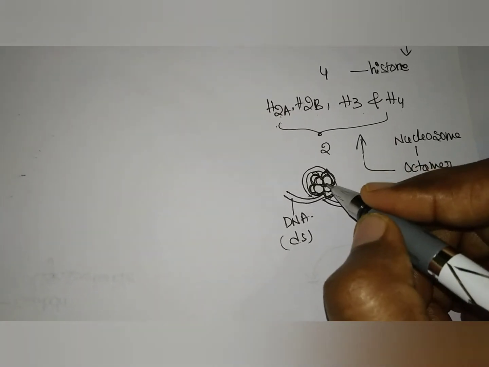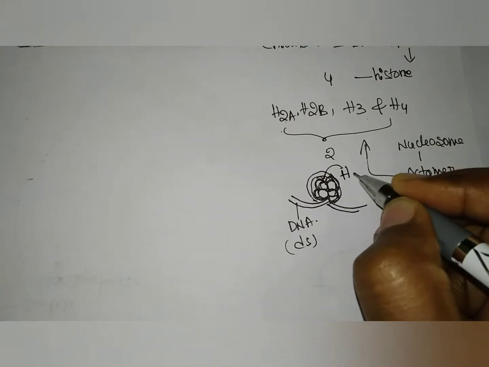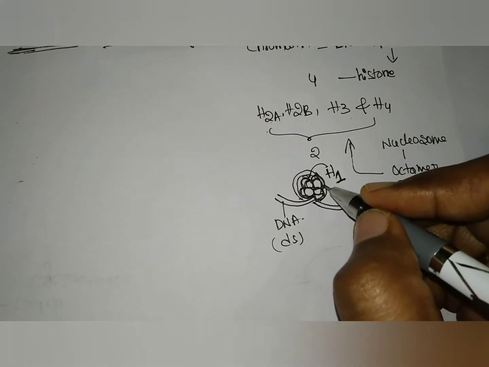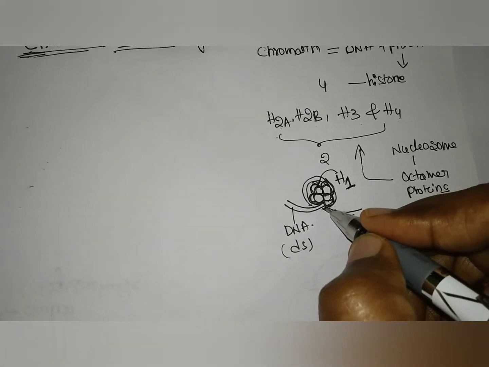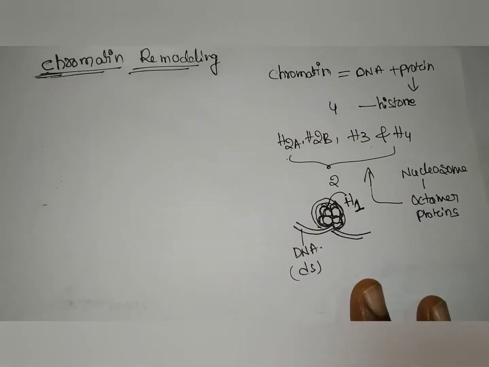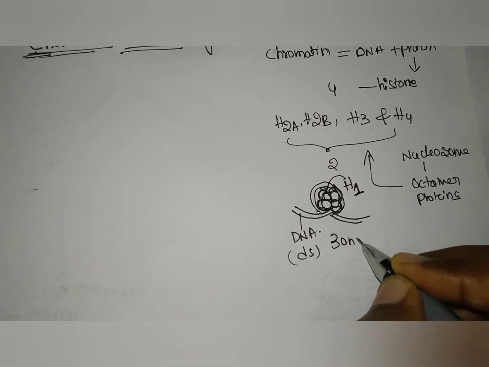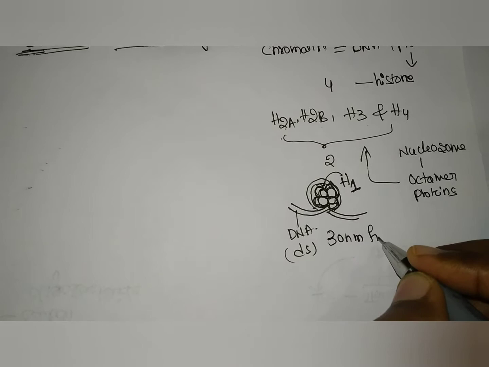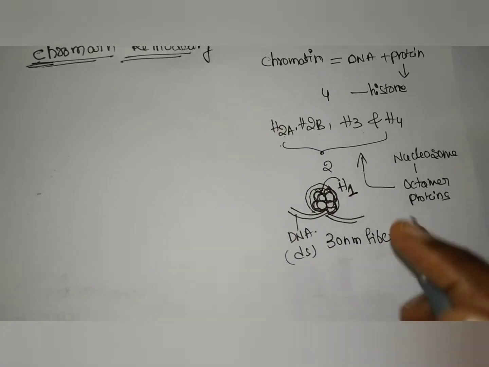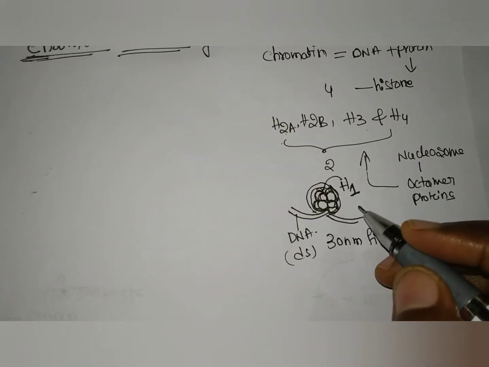On the backside of this octamer, there is one more type of histone protein bound, that is H1. H1 is the 5th type of protein, which is bound to the backside of the nucleosome and links the nucleosome to the DNA. This nucleosome structure forms a 30 nanometer fiber, which we can normally see in the genome. This is the structure of nucleosome. In this way there are many nucleosomes and many histone proteins present in DNA.